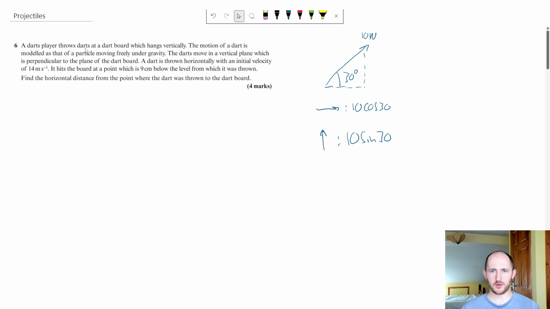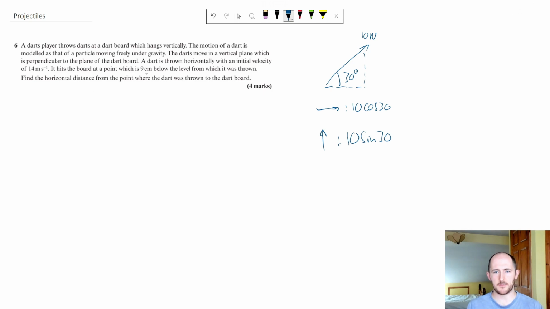A darts player throws a dart at a dartboard which hangs vertically. The motion of the dart is modelled as that of a particle moving freely under gravity. The dart moves in a vertical plane which is perpendicular to the plane of the dartboard. That sounds very complicated. A dart is thrown horizontally with an initial velocity of 14 meters per second and hits the board at a point which is 9 centimeters below the level from which it was thrown.